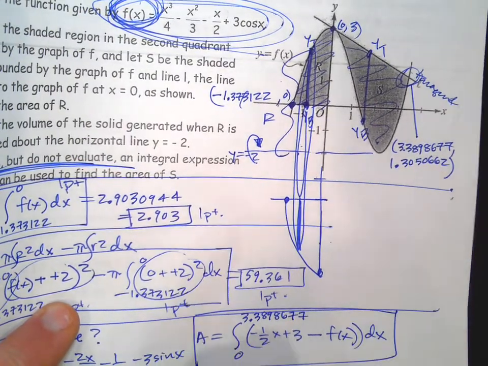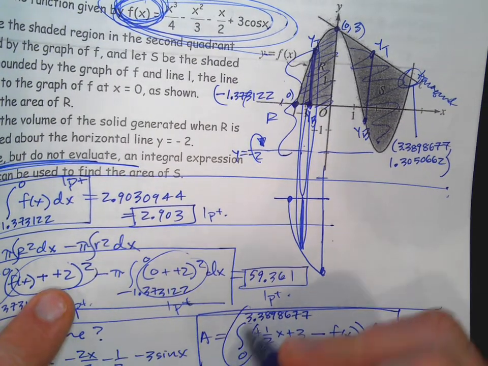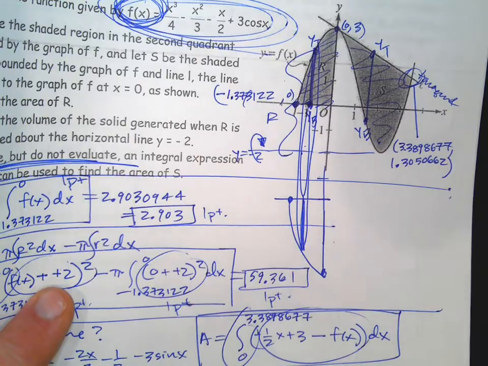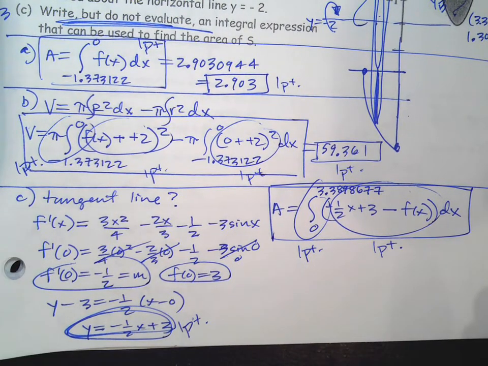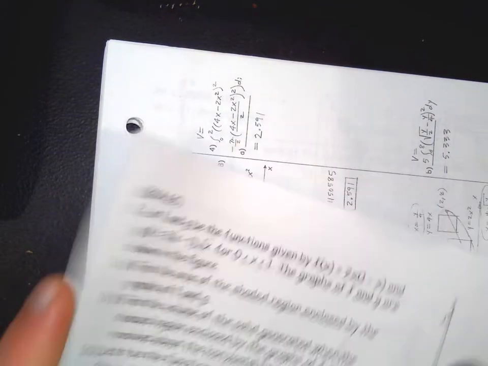That's the setup, and they said not to evaluate it, so you're good. The limits here were a point, the integrand was a point, the tangent line was a point. So that's it. You can calculate it if you want, but they didn't ask you to. So let's see, we've got one more.